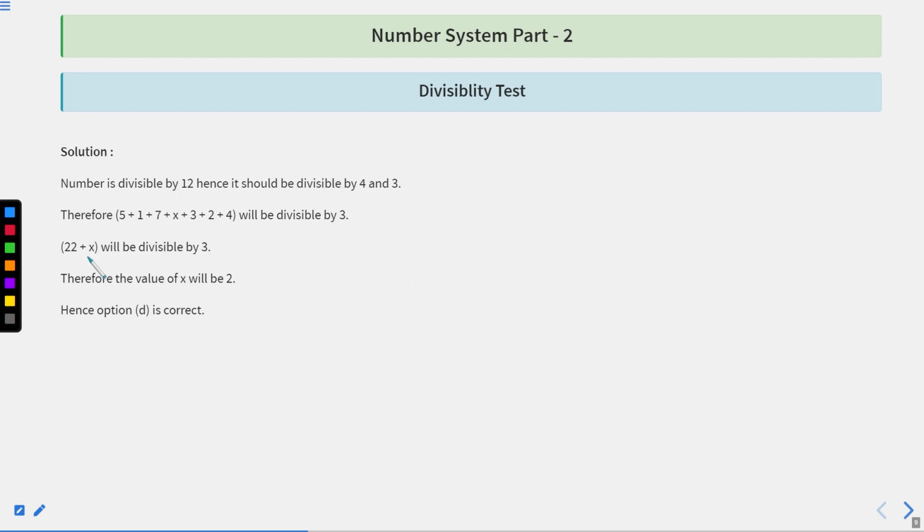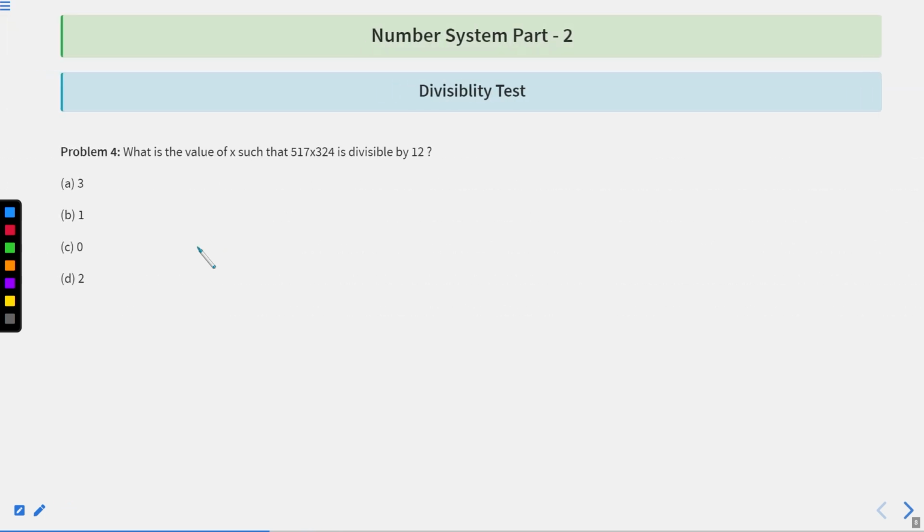We just have to see what x we should choose so that the resultant number is divisible by 3. So if we choose x equal to 2, then it is divisible by 3, and hence the final answer is 2.